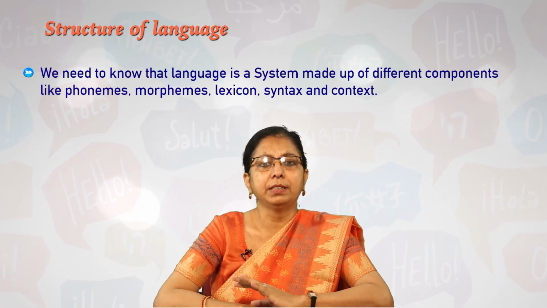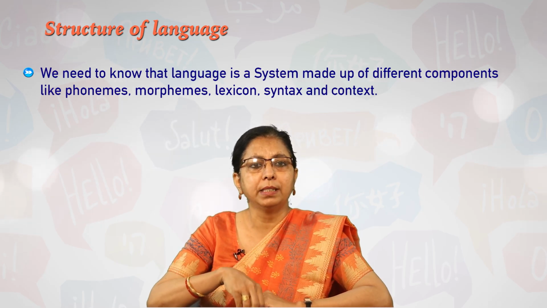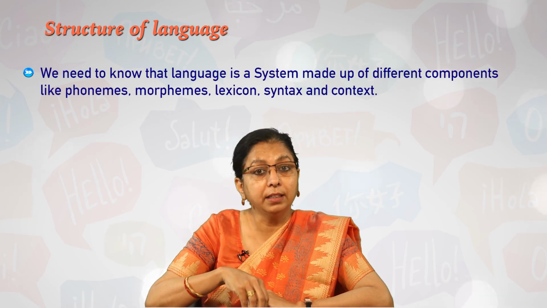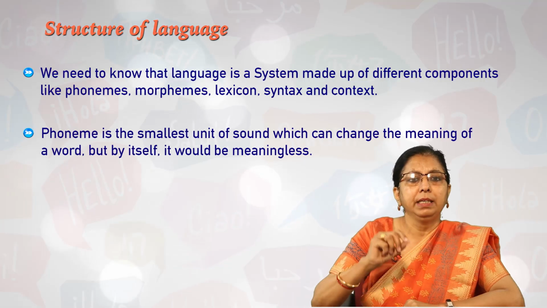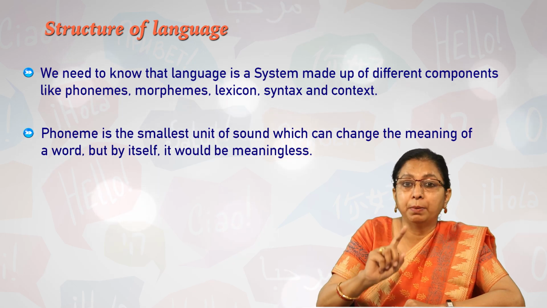Talking about the structure of language, we need to know that language is a system made up of different components like phonemes, morphemes, lexicon, syntax, and the context. Let us talk about each of these in slight detail. Phoneme is the smallest unit of sound which can change the meaning of a word, but by itself it would be meaningless. For example, in words like bit, lit, sit, only one phoneme has been replaced, but the meaning has been completely changed. The next is morpheme.